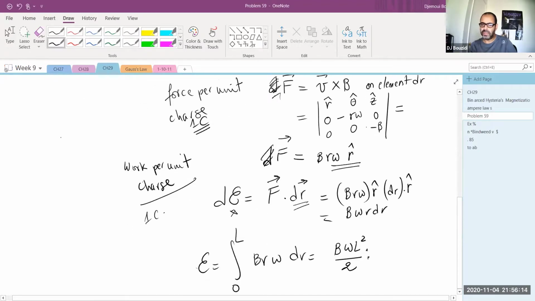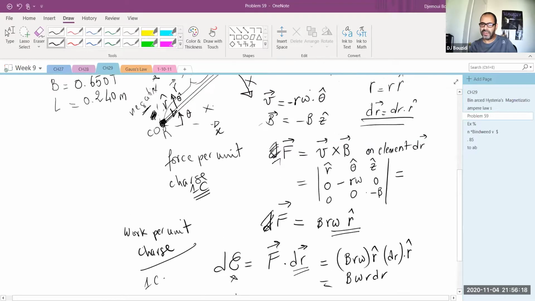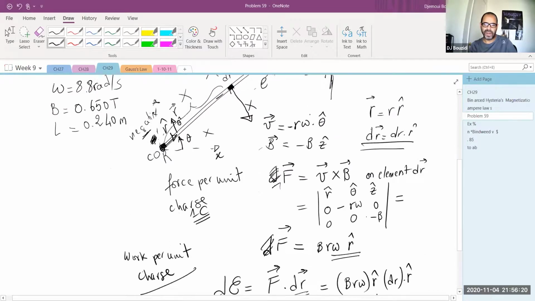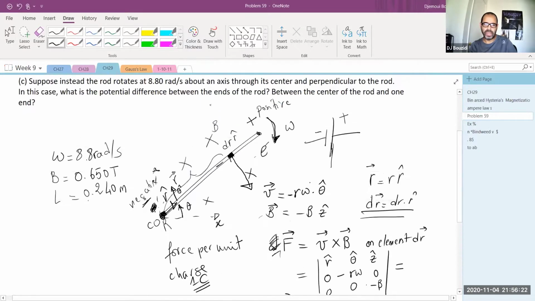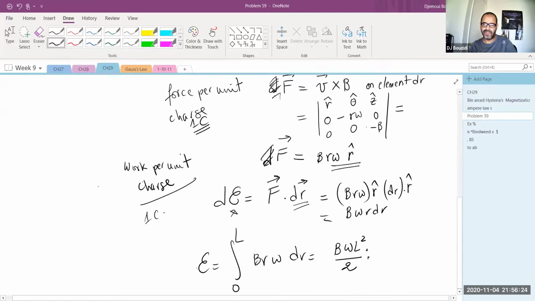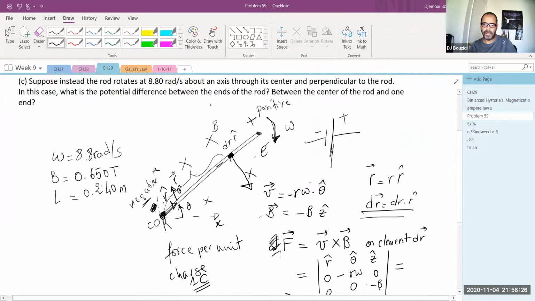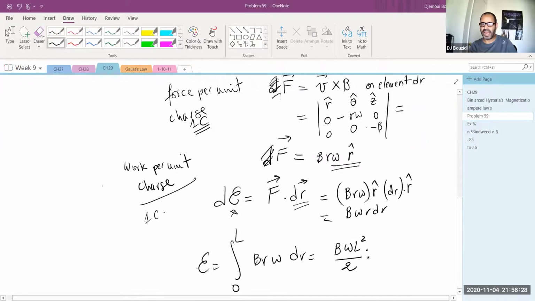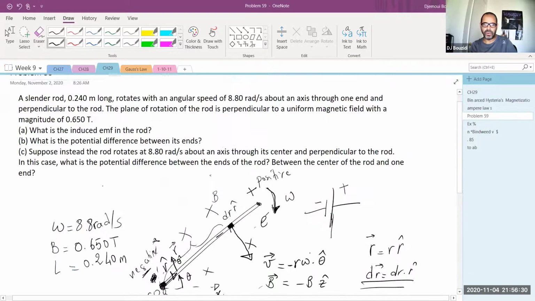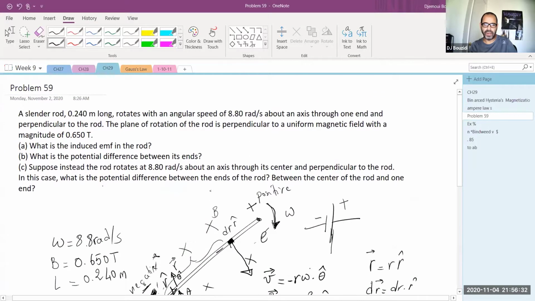I didn't plug in the numbers, but I assume you guys can plug in the numbers, B omega L squared. So we have B, which is 0.65. We have omega, which is 8.8 radians. And we have L, which is 0.24 meters. So it's going to give me a value in here if I plug in all the numbers. I don't know how much, but it should be giving me a value.